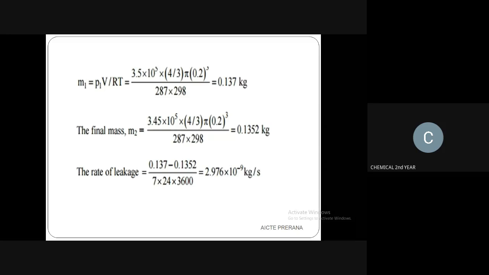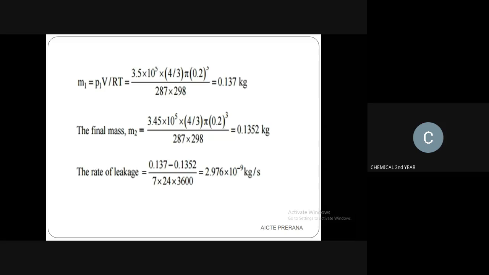Here the unit is kg per second. So you can search for that unit, because the gas constant value changes for every unit. For kg per second, we want the gas constant value, so we are using 287.